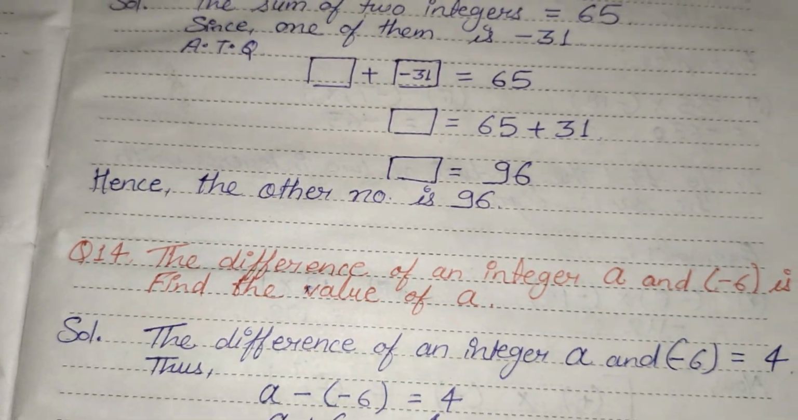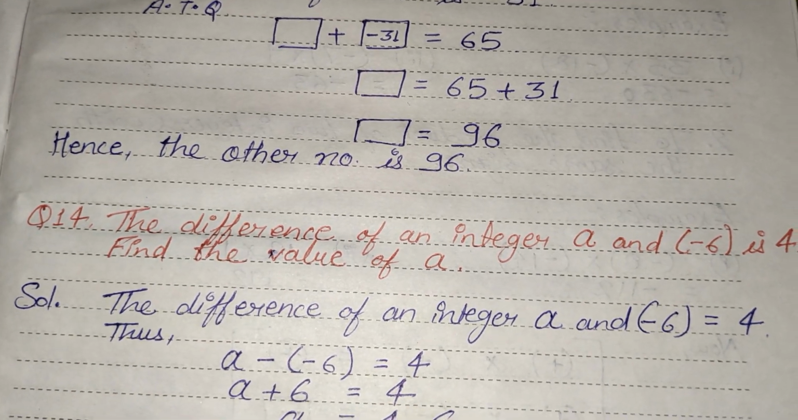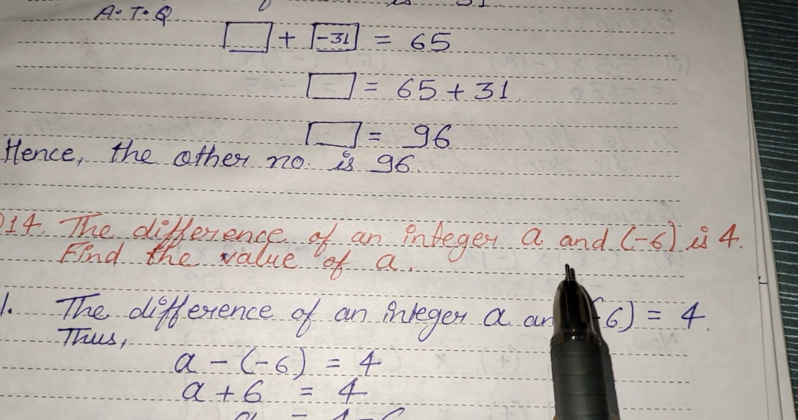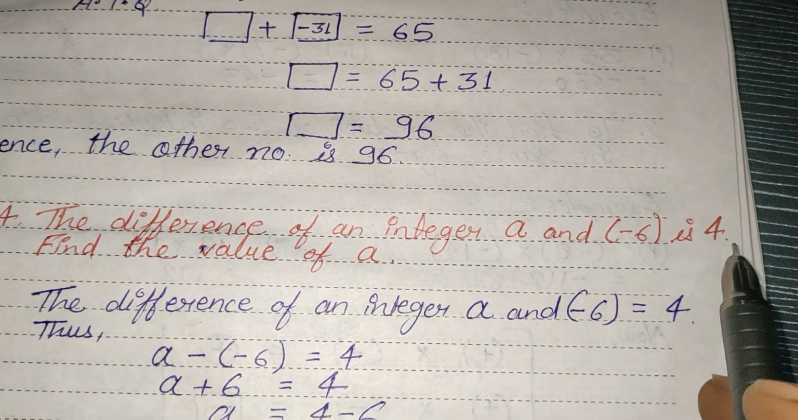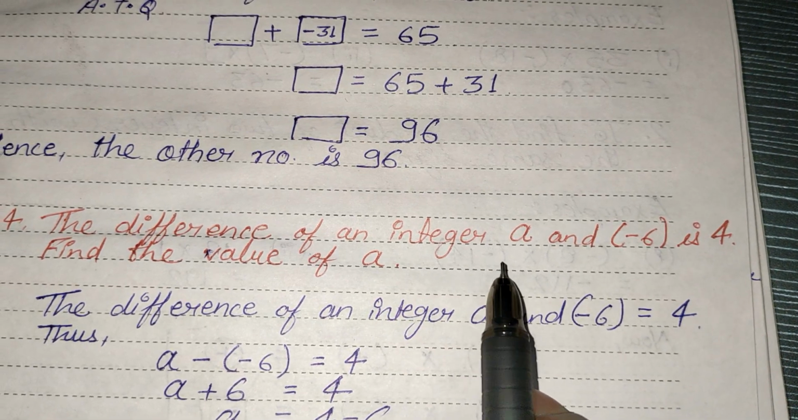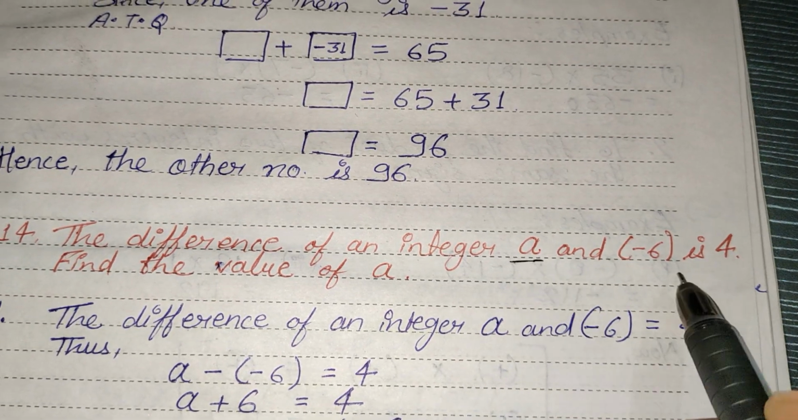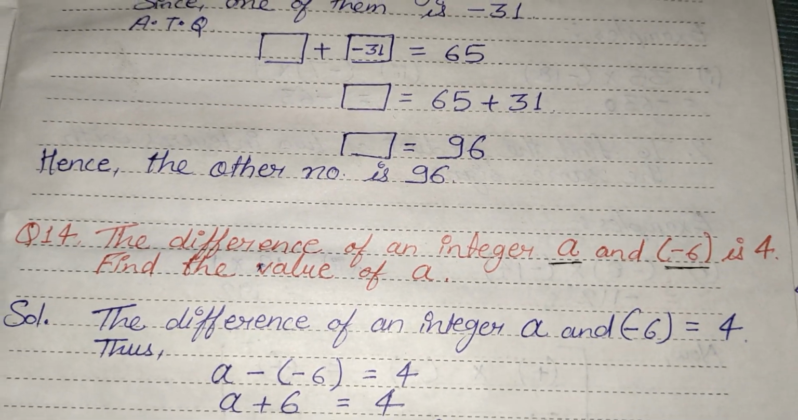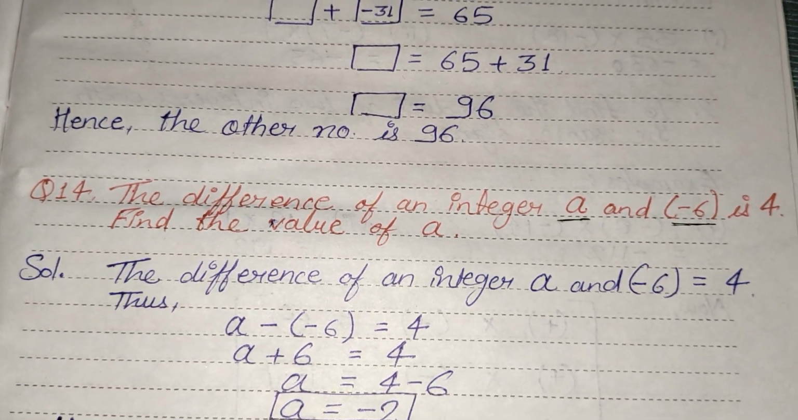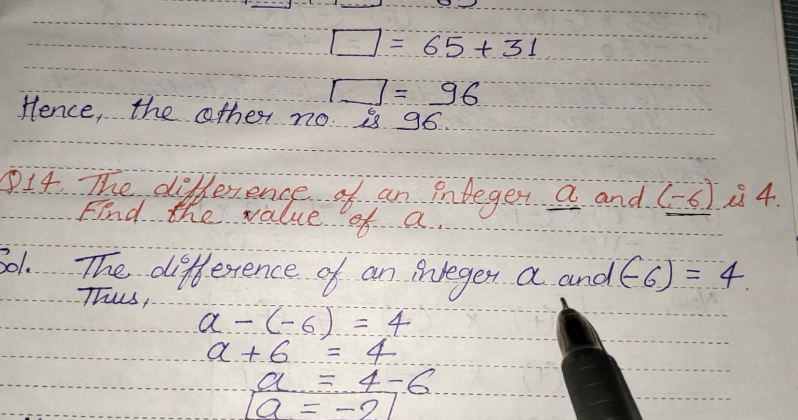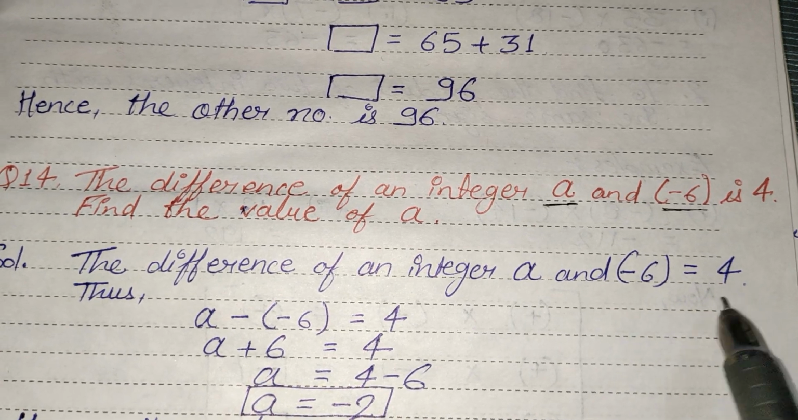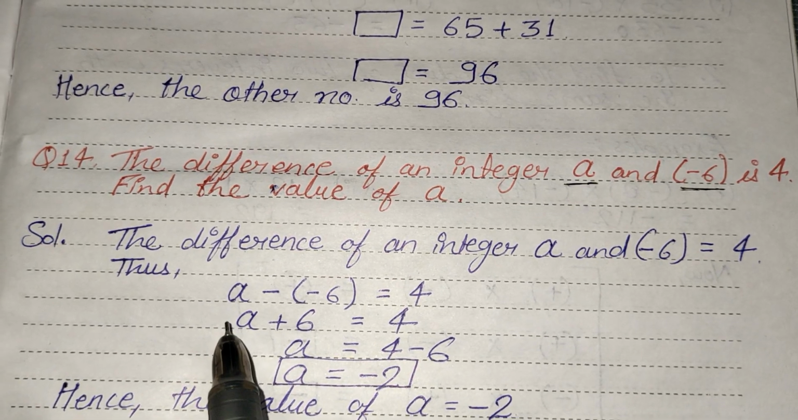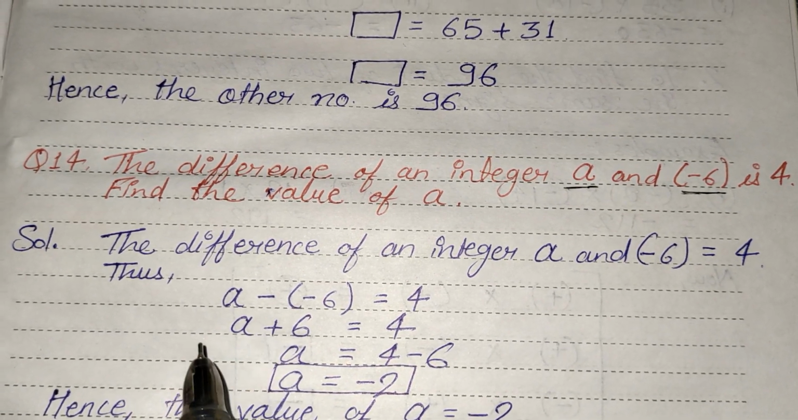Now moving on, the last question of exercise 1A, question number 14. The difference of an integer a and minus 6 is 4. Find the value of a. Now clearly what is given? The difference of an integer a and minus 6 is 4. It is given. Thus, according to the question, difference. So difference means we have to subtract.